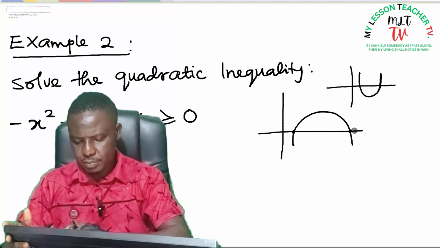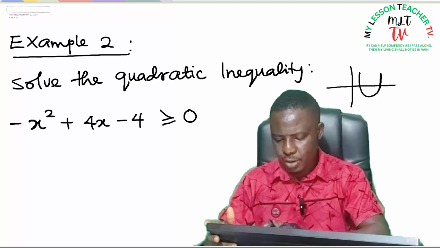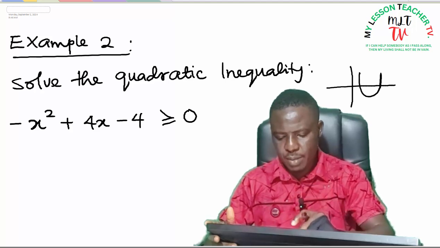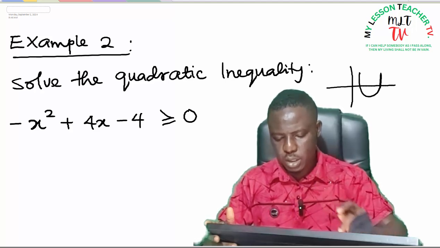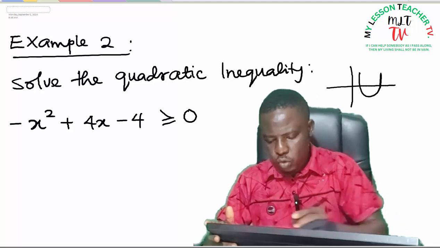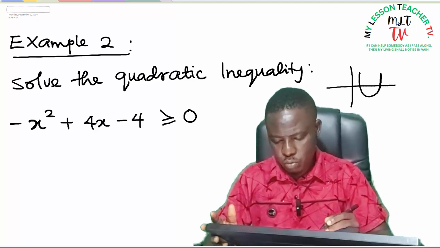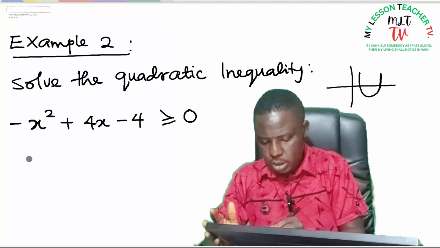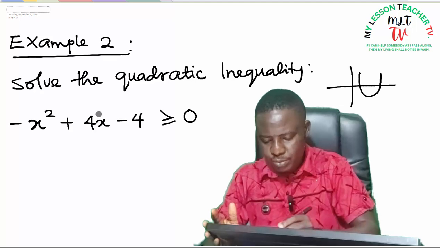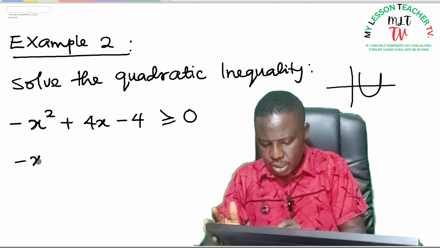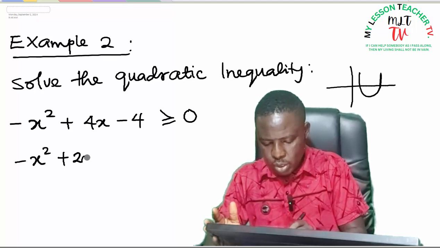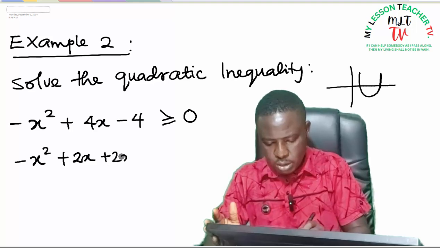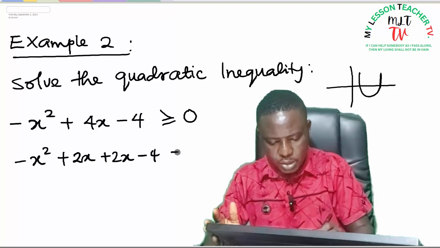So if you look at it, minus x squared times minus 4 gives you plus 4x squared. So those two terms are said to be plus 2x and plus 2x. So I'm going to substitute it with the middle term. This becomes minus x squared plus 2x plus 2x minus 4 is equal to 0.